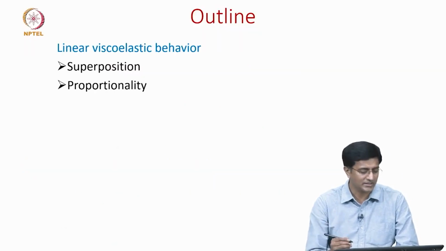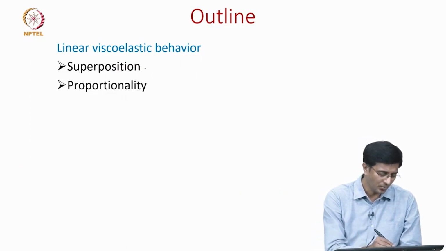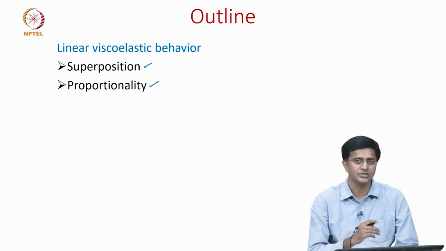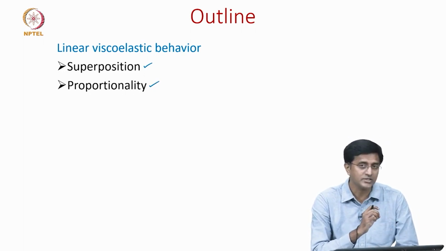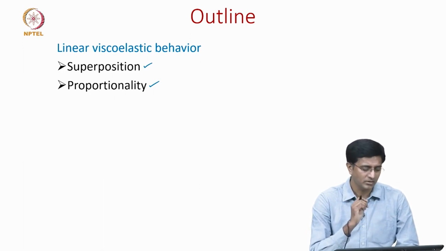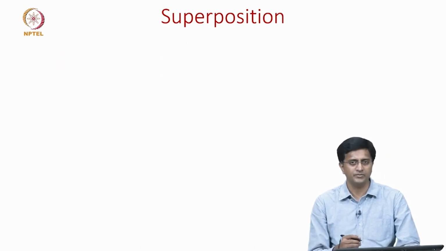We can define linear viscoelasticity if it meets two conditions. One is superposition and the second is proportionality. So, in this video we will go into details and try to understand when a particular polymer meets this superposition and proportionality. So, let us start with superposition.